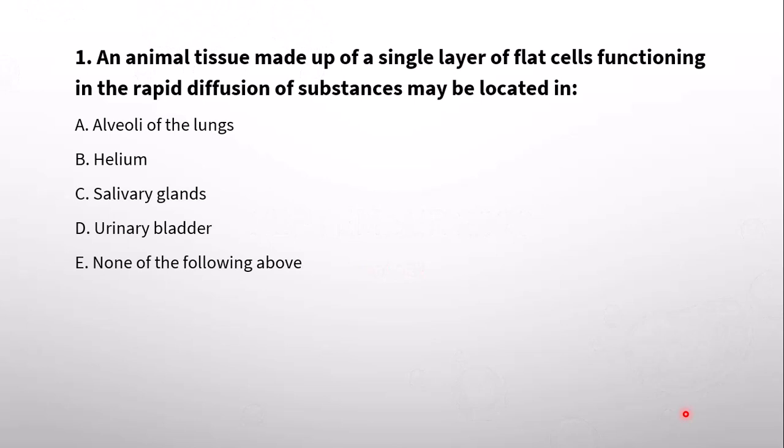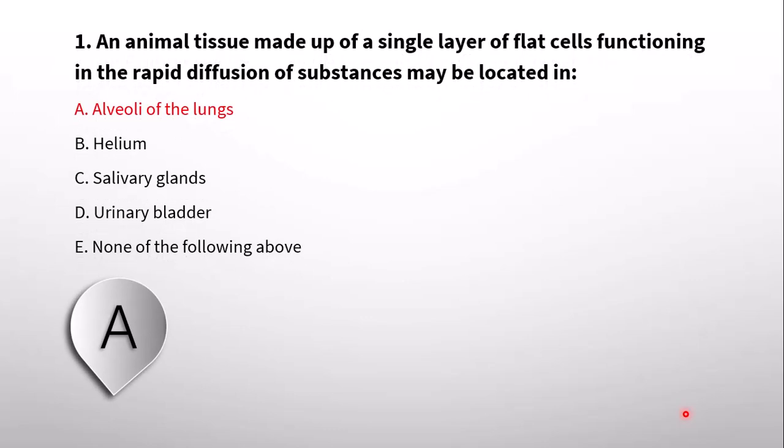Okay, the first question: an animal tissue made up of a single layer of flat cells functioning in the rapid diffusion of substances may be located in the alveoli. In the alveoli of the lungs, of course, for exchange of gases, oxygen and carbon dioxide.